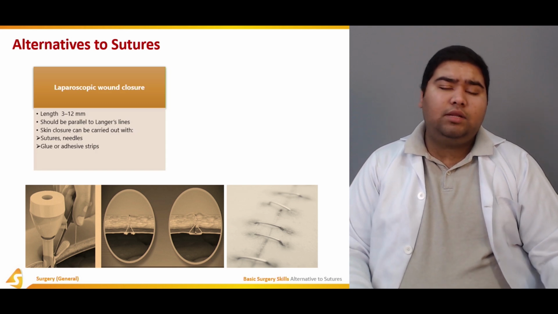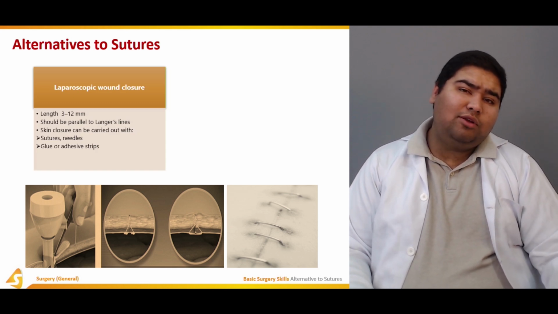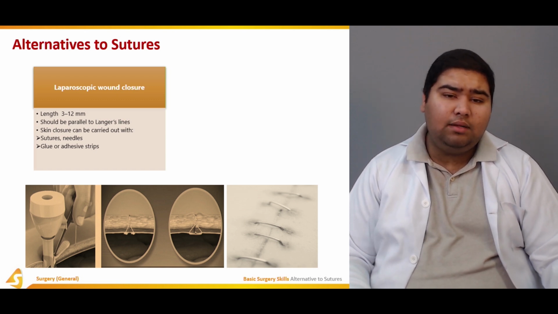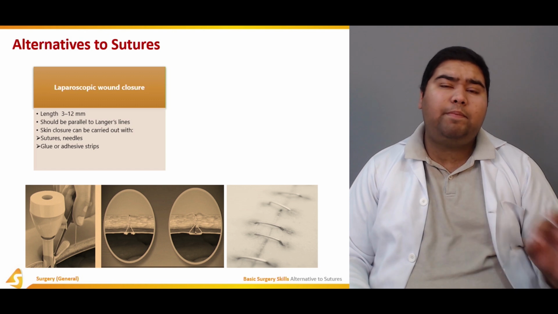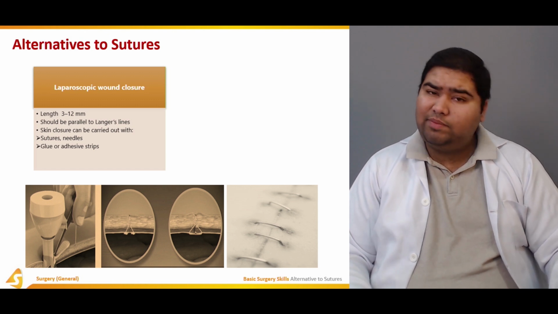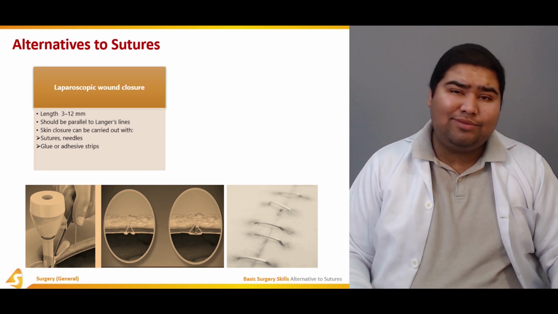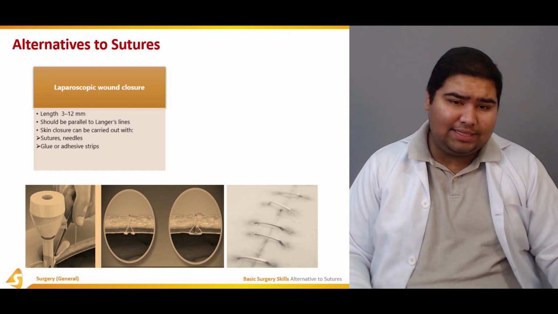So the laparoscopic technique closes a wound. The length of the wound might be 3 to 12 millimeters. Now the wound should always be parallel to the Langer lines. We've talked about it before. Being parallel to the Langer lines, it heals with a lesser scar and heals easily.